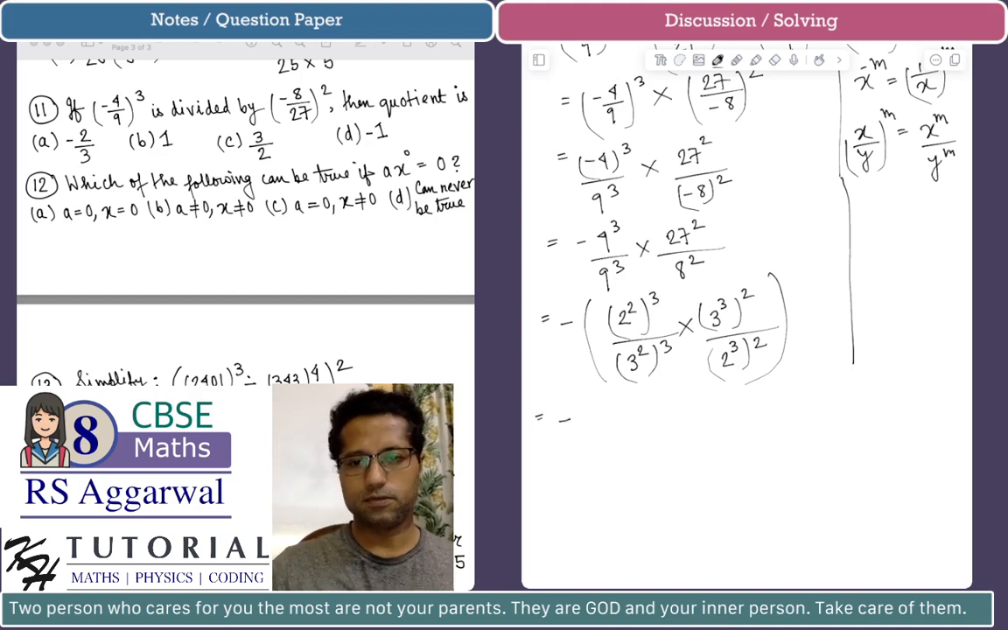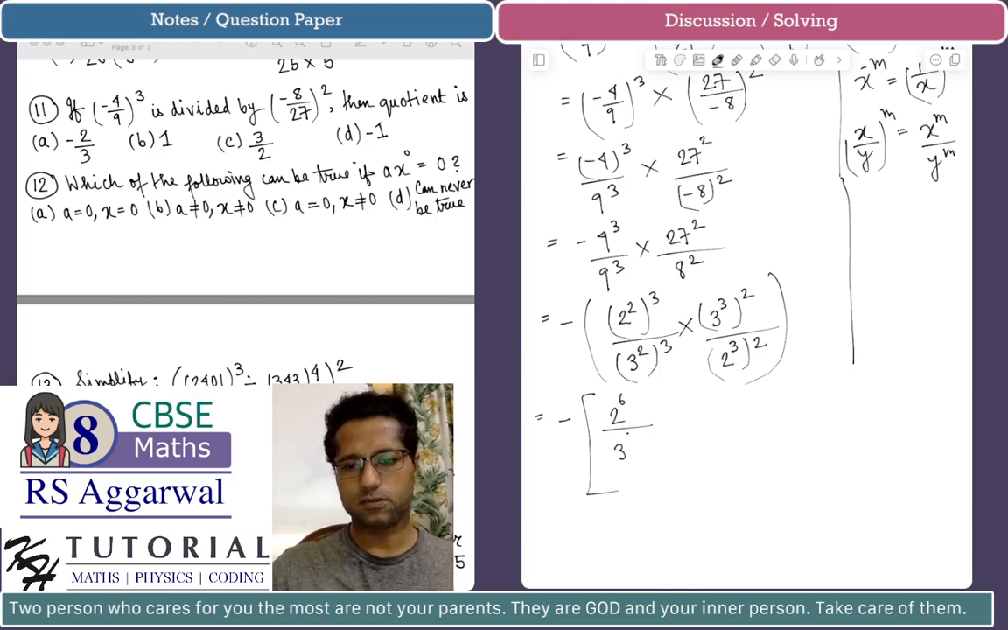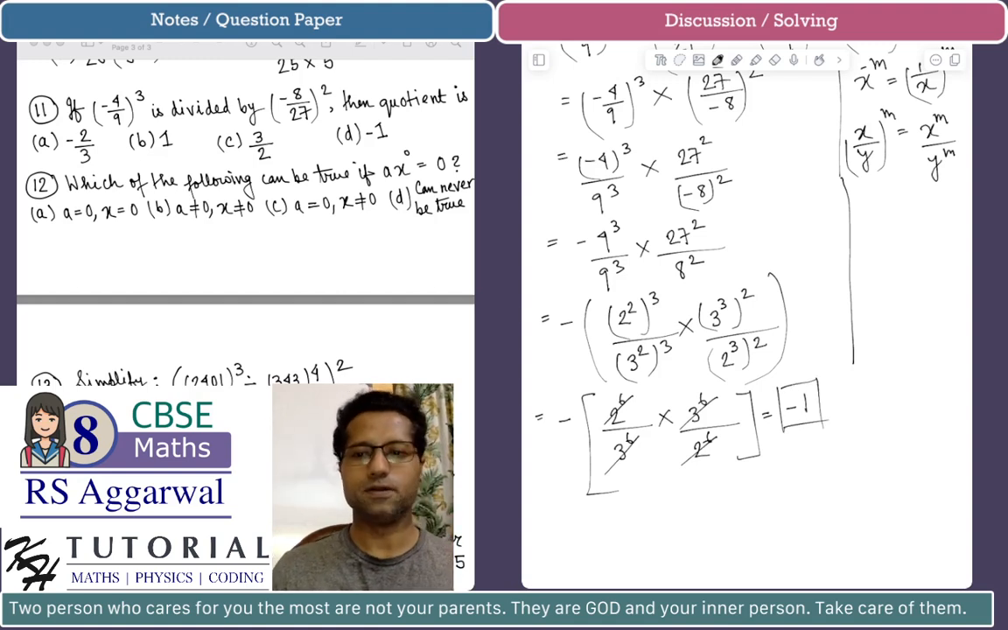So this is equal to minus 2 square whole raised to the power cube, which is nothing but 2 to the power 6. 3 square whole raised to the power 3 is nothing but 3 to the power 6, multiplied by 3 cube whole raised to the power 2, which is 3 to the power 6. 2 cube whole raised to the power 2 is 2 to the power 6. So these two get cancelled, these two get cancelled, and we got minus 1. So minus 1 is the answer. The answer is choice D.